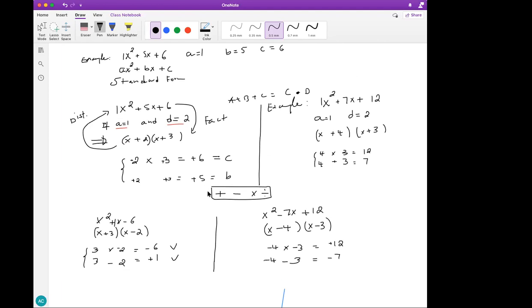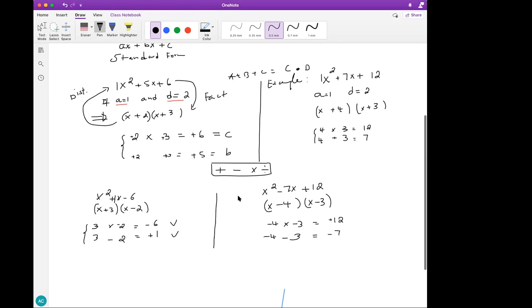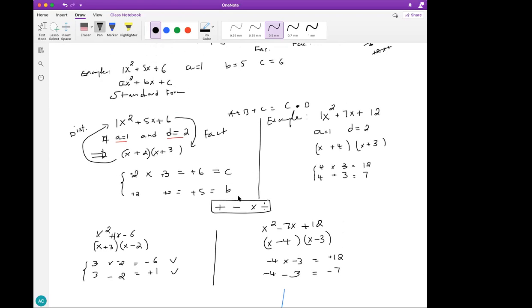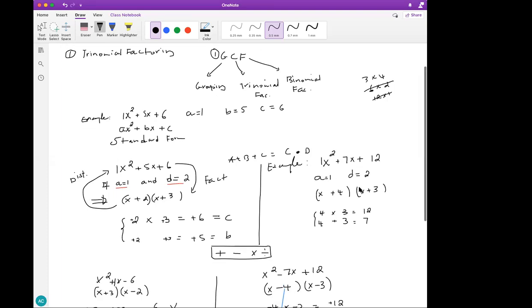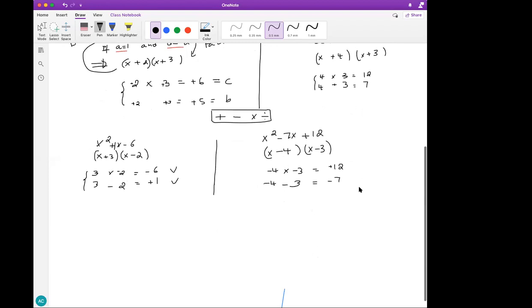Let's do one more. So it's pretty much the same concept every time. Just play around with your signs. So remember the 3 main steps. Check for a GCF first, then check for A and D. Then find the numbers. So it's 3 steps.